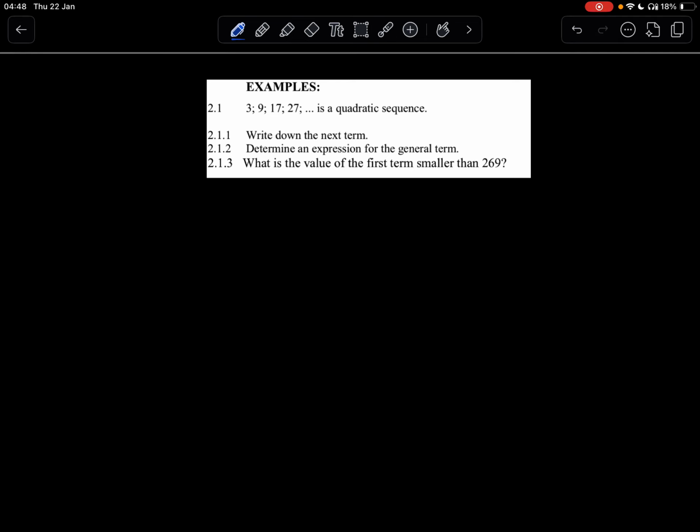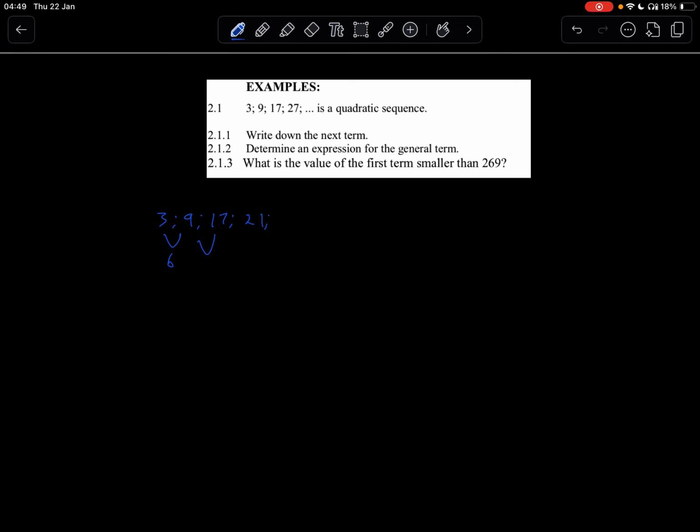So, today let's take a look at this grade 12 example. We've got this 2.1, a quadratic sequence. Write down the next term. So, we're going to determine the next term by finding the differences. 9 minus 3 is 6.